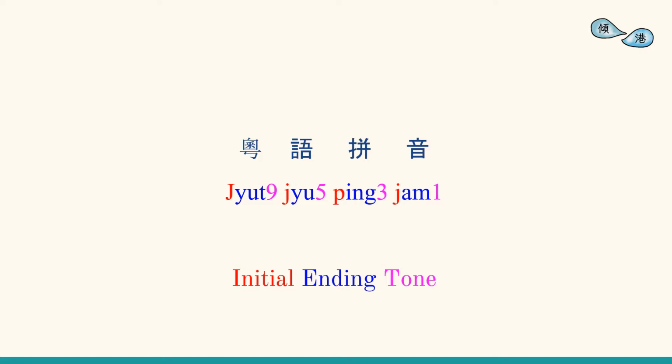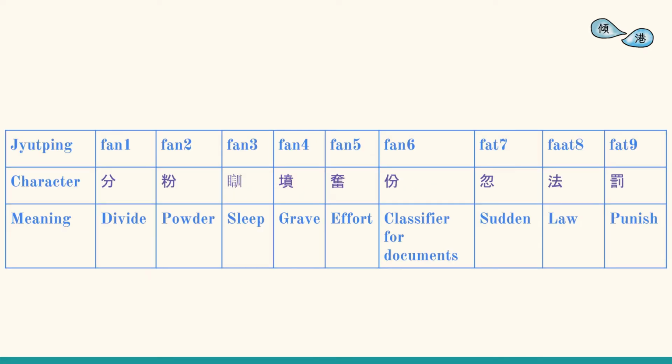The number at the end of each syllable signifies the tone in which the syllable will be pronounced. In this video, we will only focus on tones, and other parts of the syllable will be introduced in later videos. Now, let's look at how a tone affects the meaning of the same syllable. We will use the syllable fun as an example.